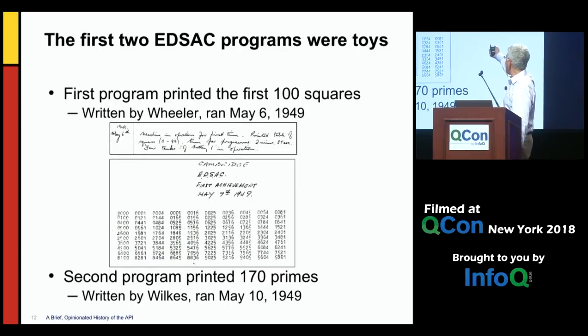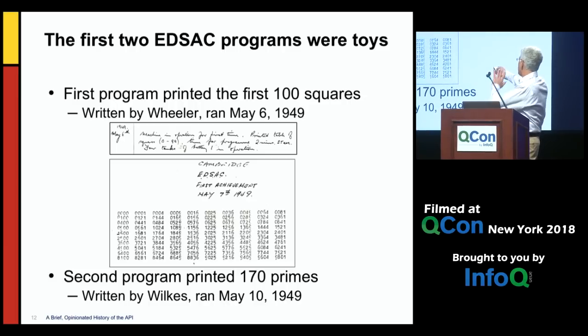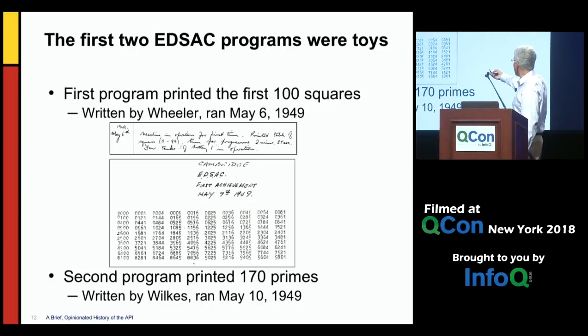Here's the first program that was ever run on EDSAC. Actually, I don't have the program on the slide, but this is the actual note from the lab notebook, and it says, machine in operation for the first time, May 6th, 1949. Printed table of squares, 0 to 99. Time for program, 2 minutes and 35 seconds.